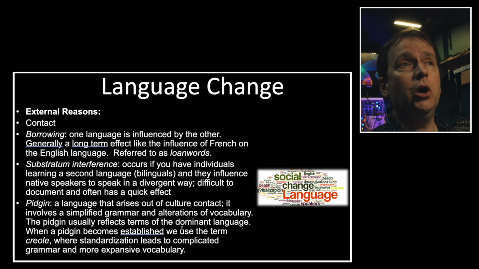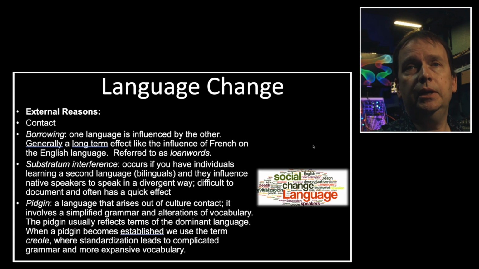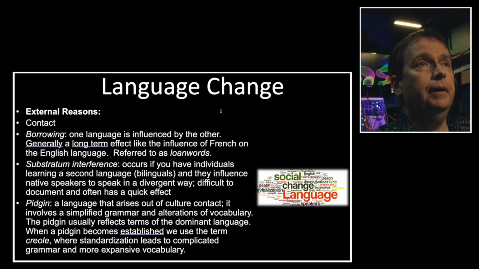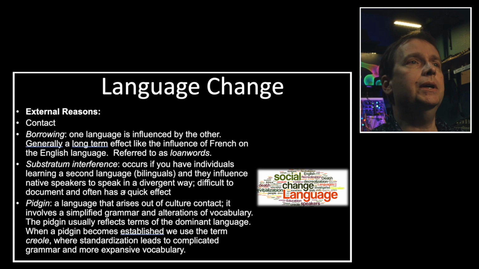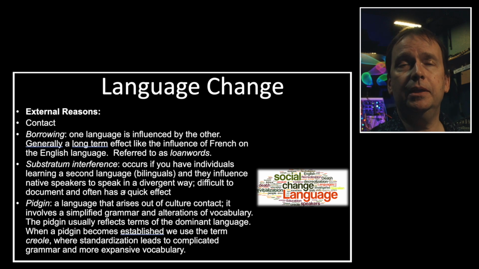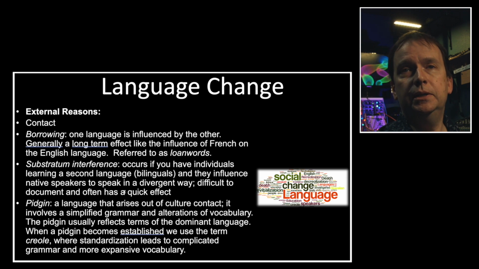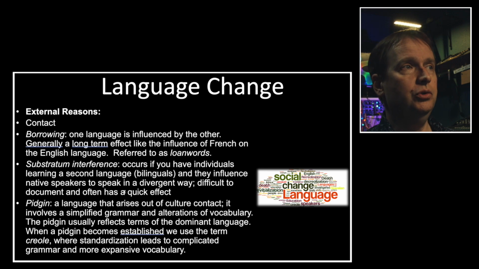We can also see that borrowing happens. So sometimes we have loan words. You can have a French word that is brought into English, or a German word that's also brought into English. Many examples of that. Substratum interference is something that happens if you have individuals who learn a second language and they influence the native speakers to speak in a different way. Some would say it's very tricky to document this, but it is an actual occurrence that happens because the folks learning the language do it differently and influence those who were first language learners and not second language learners. They begin to say things differently or change the way of saying things.